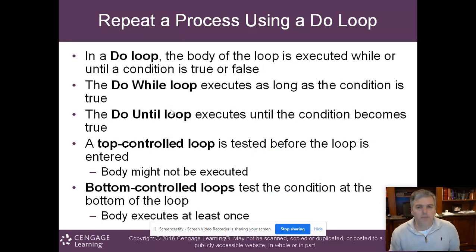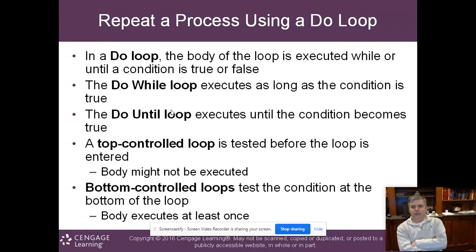So the next type of loop we're going to introduce is a do loop, and there's two types of do loops. There's do while loops and there's do until loops. And there are different situations where you might want to use each of them. In a do loop, the body of the loop is executed while or until a condition is true or false. The do while loop executes as long as the condition is true, and the do until loop executes until the condition becomes true.